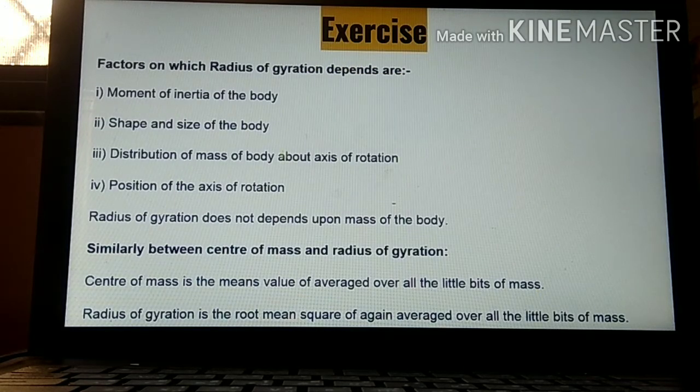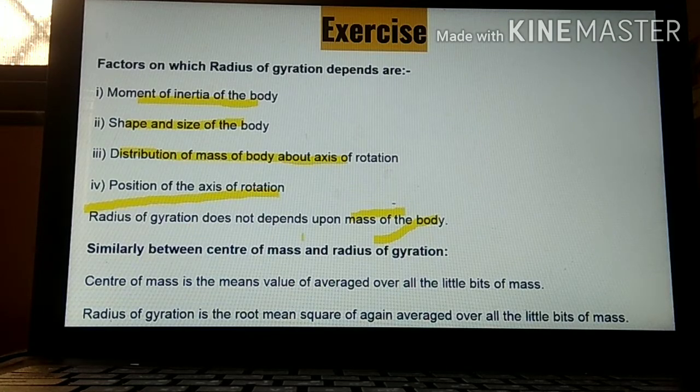What are the factors affecting the radius of gyration? The factors are moment of inertia of the body, shape and size of the body, distribution of the masses of the body, position of the body. Okay, these are all the factors on which radius of gyration depends. Radius of gyration does not depend upon the mass of the body.